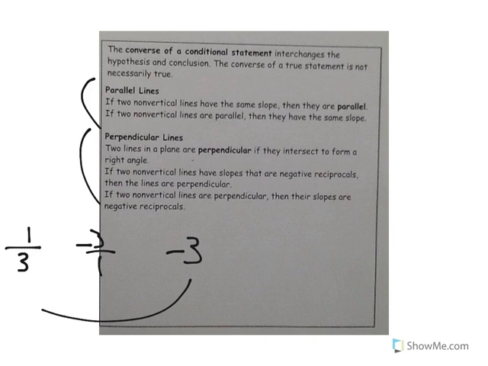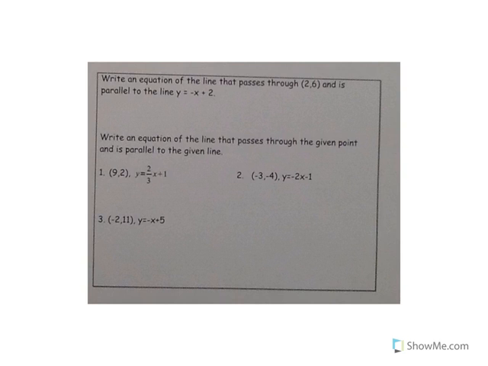If these lines have slopes, if they're in linear form, then basically they are perpendicular. So let's move on here quickly. Write an equation of the line that passes through (2, 6) and is parallel to the line y equals -x plus 2. Well, we know the slope is going to be -1, because that's what that negative sign in front there means. So it's going to be y is equal to -x, but we don't know what the value of b is.